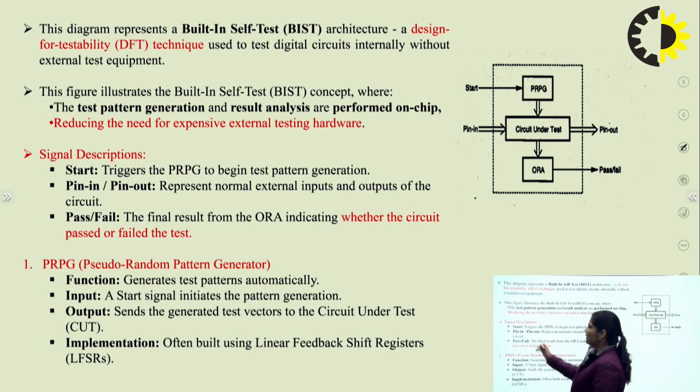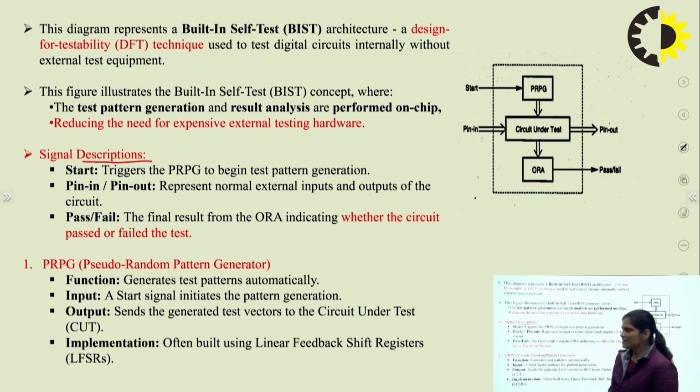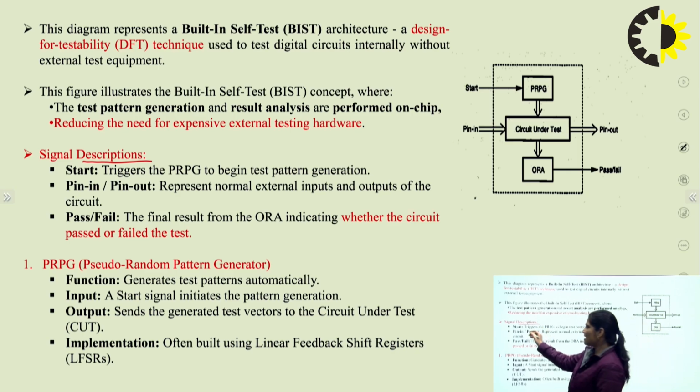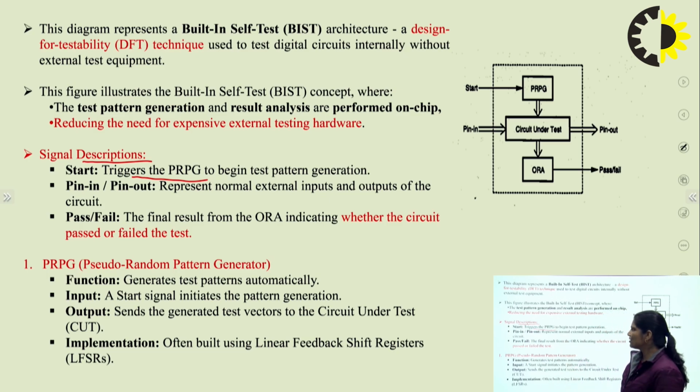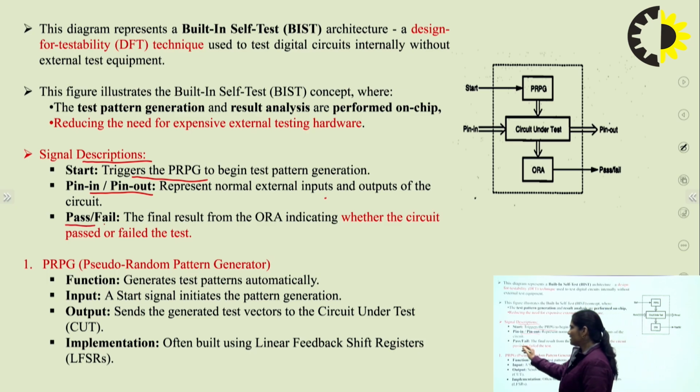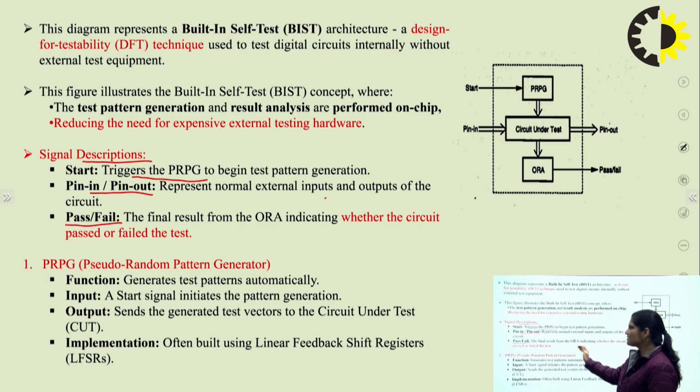Here first is the signal description. We start by triggering the Pseudo-Random Pattern Generator to begin the test pattern generation. We have pin in and pin out that represent the normal external input and output of the circuit. We have to test whether the circuit passes or fails. The final result from the response analyzer indicates that the circuit passes or fails, meaning the circuit is properly tested, meaning whether your expected output is correct or not.